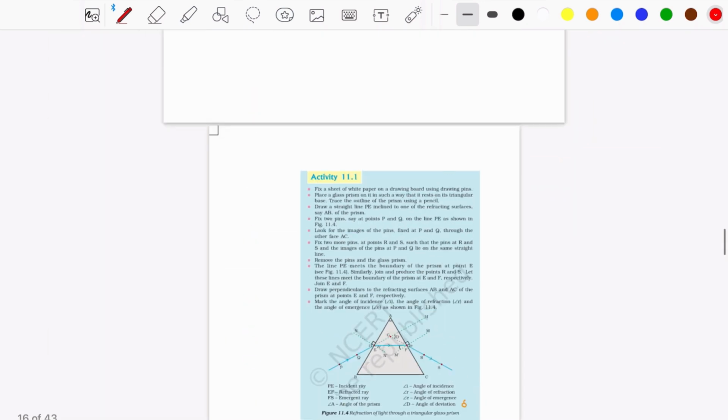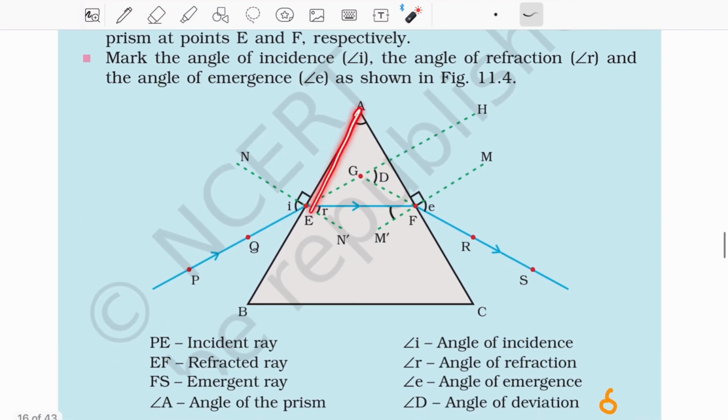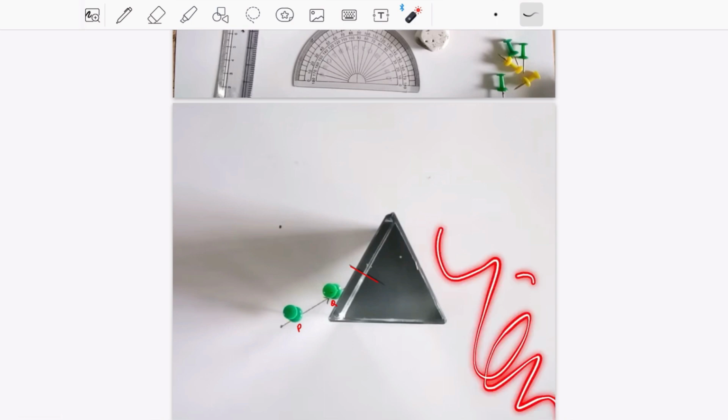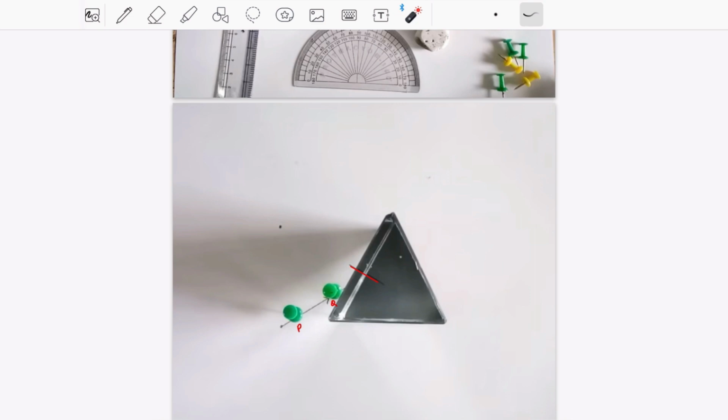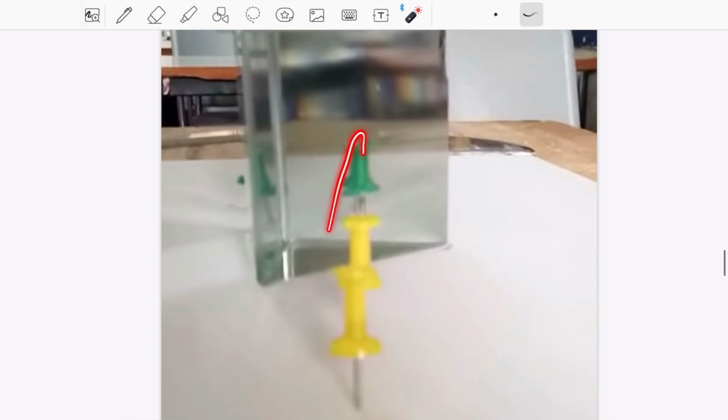क्लियर. नाउ वी विल सी दैट, look for the images of the pins fixed at PQ through the other face AC. Means this is our AB. यहाँ से तो हमें इंसिडेंट होगा, फिर हमें यहाँ कहीं हमको इमर्जेंट मिलेगा. सो वी हैव टू गो ऑन द अदर साइड ऑफ द प्रिज्म. यहाँ की साइड से कहीं यहाँ पर यू हैव टू बी ऑब्जर्वेंट एंड ट्राई करना कि एक आंख बंद करके क्लोज योर वन आई एंड सी इट फ्रॉम द अदर आई, ताकि पैरालेक्स ना हो, मतलब आप एक्यूरेट अपनी पोजीशन देख पाओ. सो आपको एक ऐसी विजिबिलिटी मिलेगी, जहां ये विजिबिलिटी मिले वहां पर आपको ये दो पिन्स लगा देनी है.